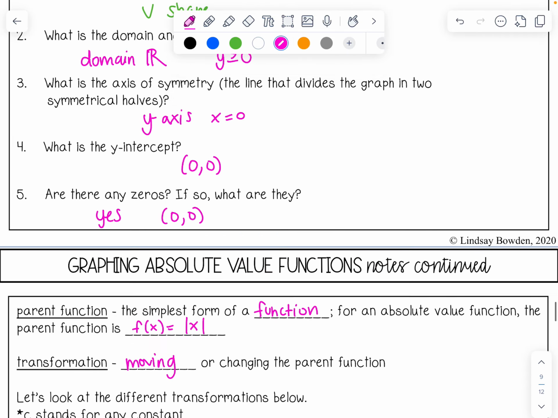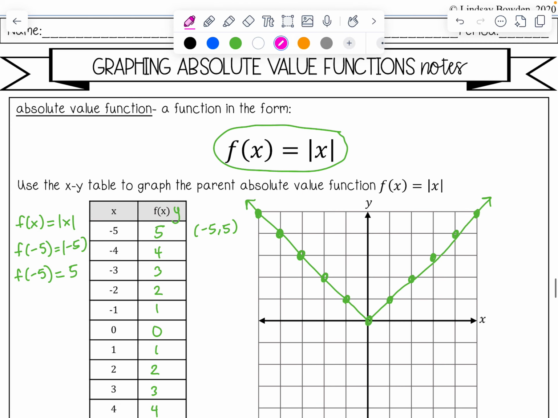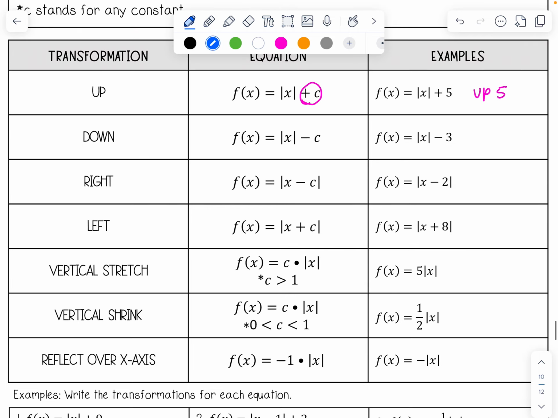So let me just show you what that looks like up here. So here's the normal parent function. If I added 5, then I'm going to move the graph up 5. So my vertex, my 0 would be up here. So it would kind of look like this. So it would move it up 5 units. All right, and then if I wanted to move it down, I would subtract. So this would move the graph down 3.